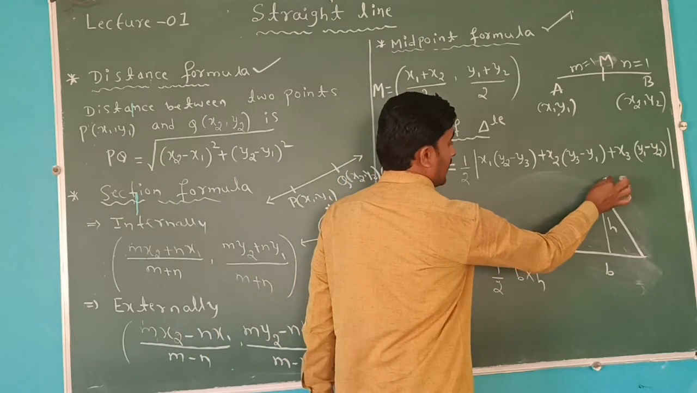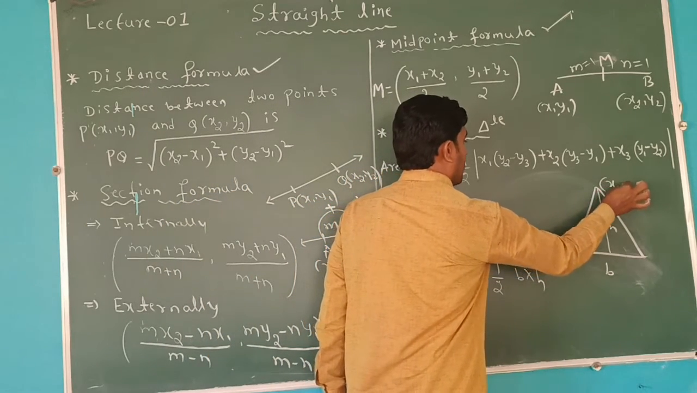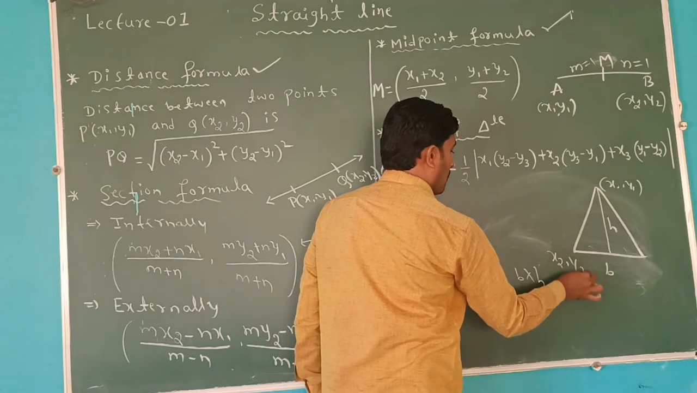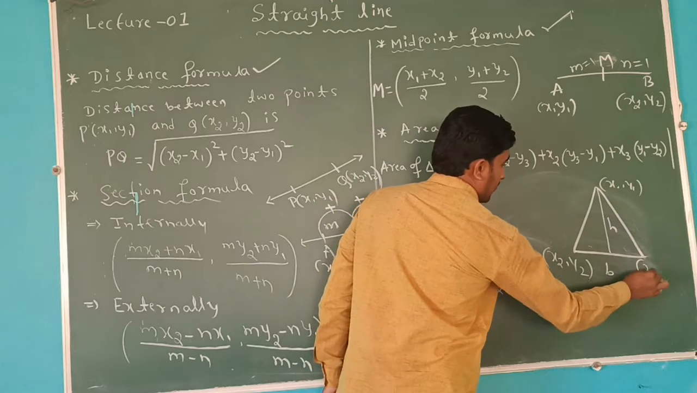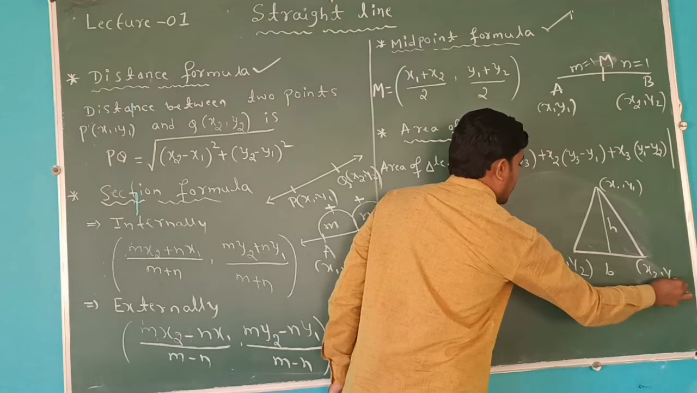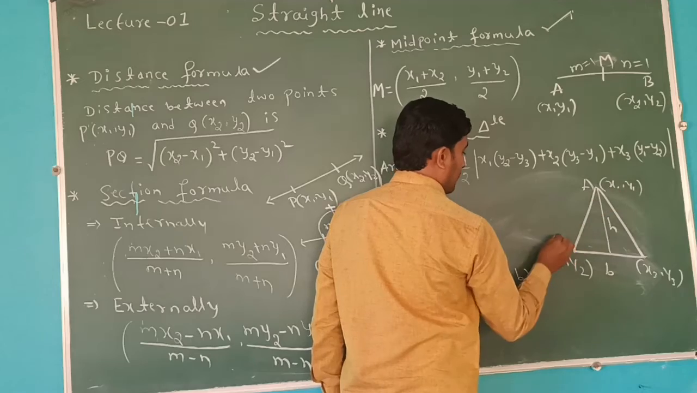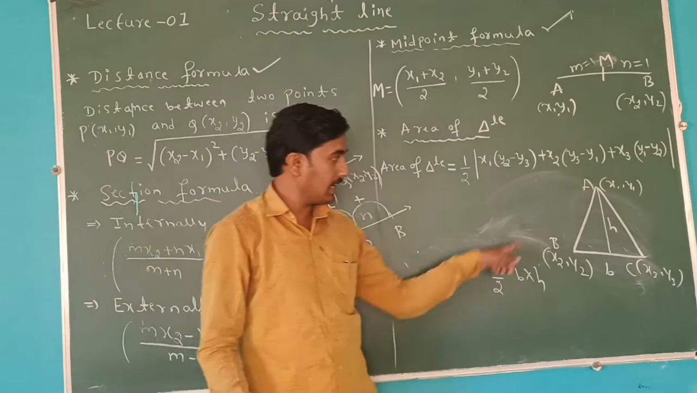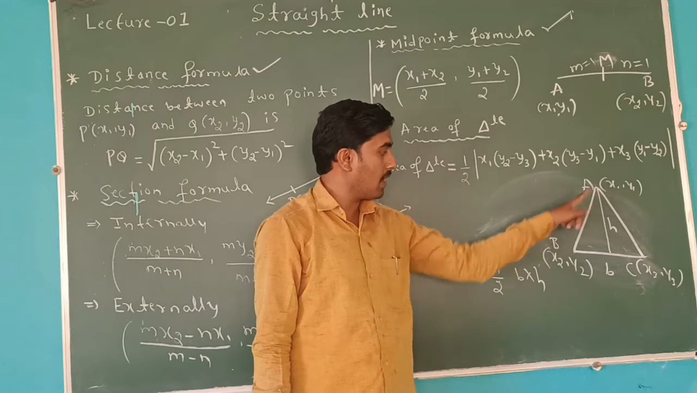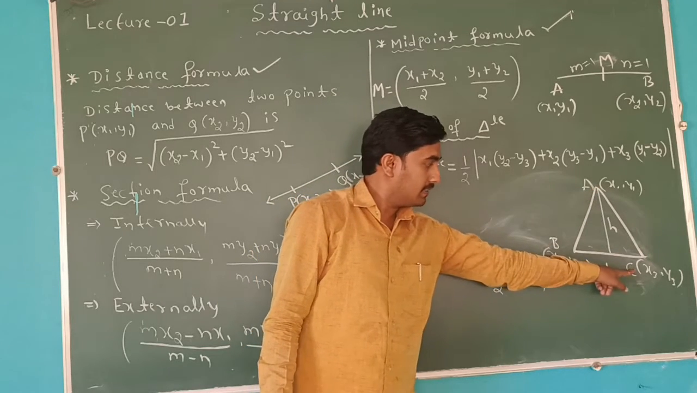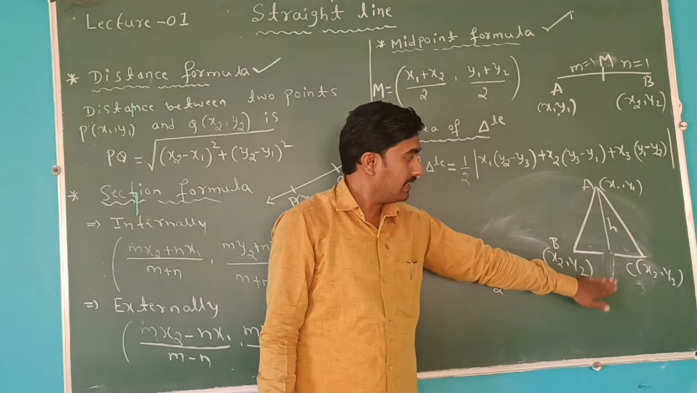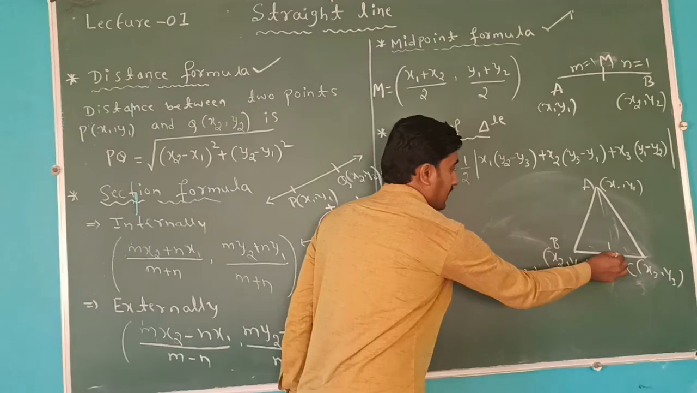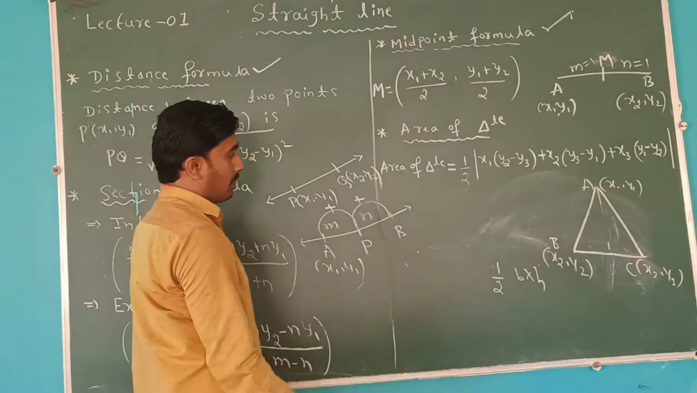When the coordinates of the triangle are given, x1, y1, and this is having coordinates x2, y2, and this is x3, y3. Suppose this is A, B, C. Here, consider a triangle ABC with coordinates x1, y1, x2, y2, x3, y3. In that case, how can you find the area of this triangle? What is the formula?